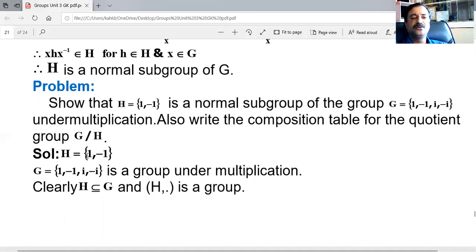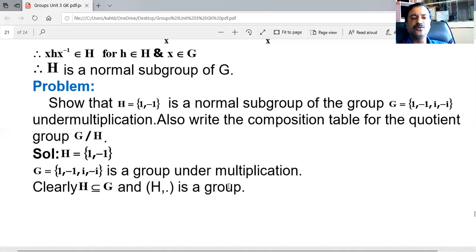H is equal to {1, minus 1}, and G is equal to {1, minus 1, i, minus i}, which are the fourth roots of unity. This is a group under multiplication, right? Clearly H is in G. Is it right? 1 and minus 1 are in G. Yes. So we say that H is contained in G.